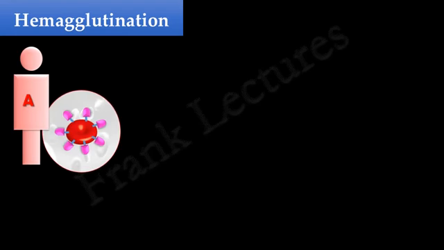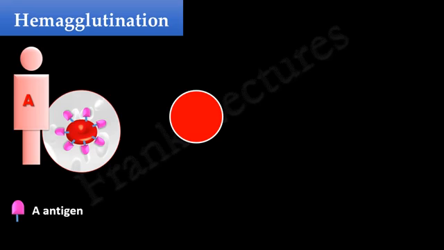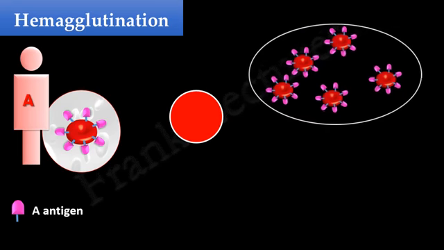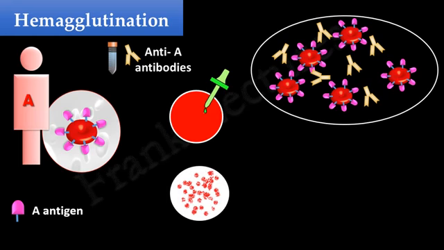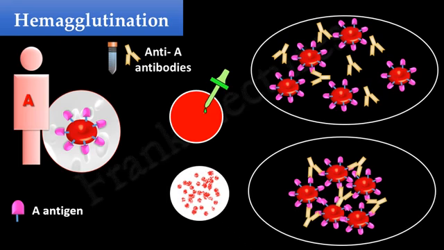Suppose we have an individual with blood group A. That means his RBCs have A antigens on their cell membrane. We put few drops of blood from this person on a glass slide and then add anti-A antibodies. We will mix them. After some time, red granules are visible like this. These granules are the result of clumping of RBCs. Let's now understand how blood typing is done.